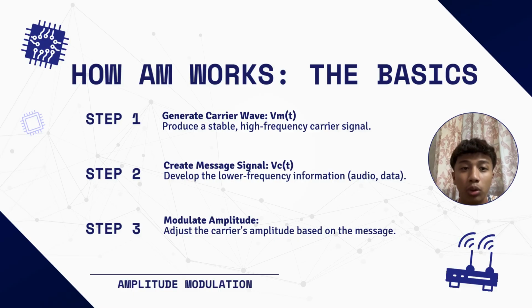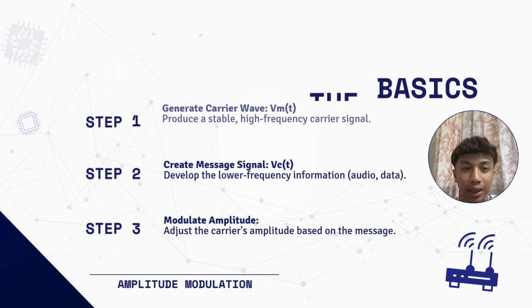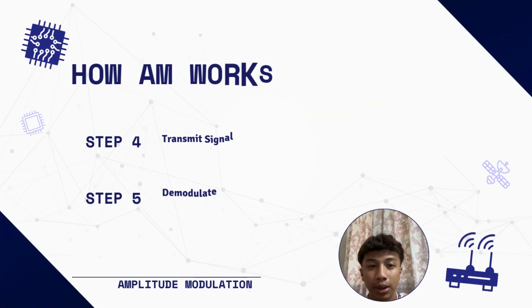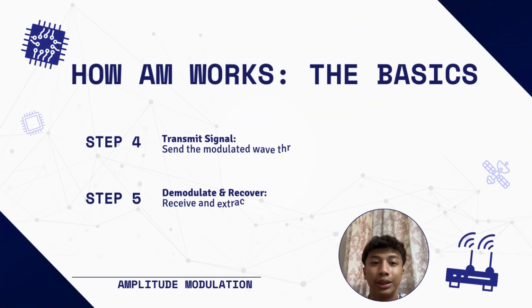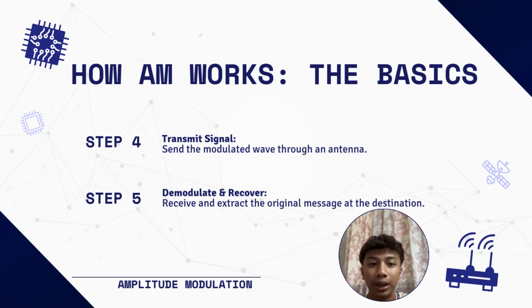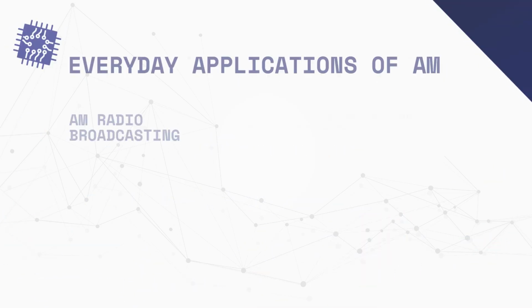Thirdly, we will do the modulation process. The amplitude of the carrier is adjusted based on the amplitude of the message. When the message gets stronger, the carrier amplitude increases and vice versa. Next step is transmission. The modulated signal is then transmitted through the antenna. And lastly, we will do the demodulation. At the receiver, the original message is recovered through a process called demodulation.